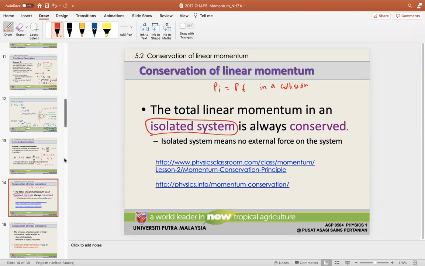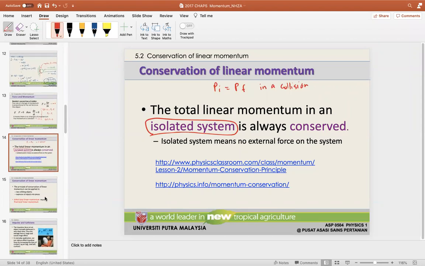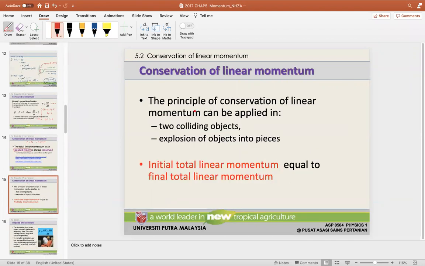Okay? So let's take a look at how that is. The principle of conservation of linear momentum can be applied to colliding objects or the explosion of objects into pieces. I don't have an example for this. Colour this one, it's easy. You just have a ball colliding with a ball.